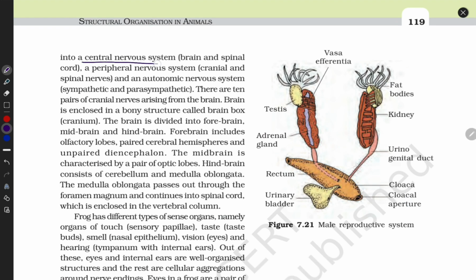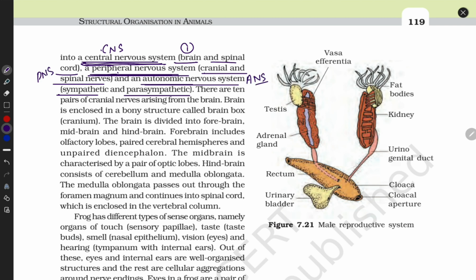Look here, CNS. What is the part of CNS? I already taught you in the control and coordination chapter: brain and spinal cord. Along with the CNS, they also have the PNS. CNS is the central nervous system, and PNS is the peripheral nervous system. Guys, the peripheral nervous system is divided into two parts, cranial and spinal nerves. They also have the autonomic system, which contains sympathetic and parasympathetic parts.